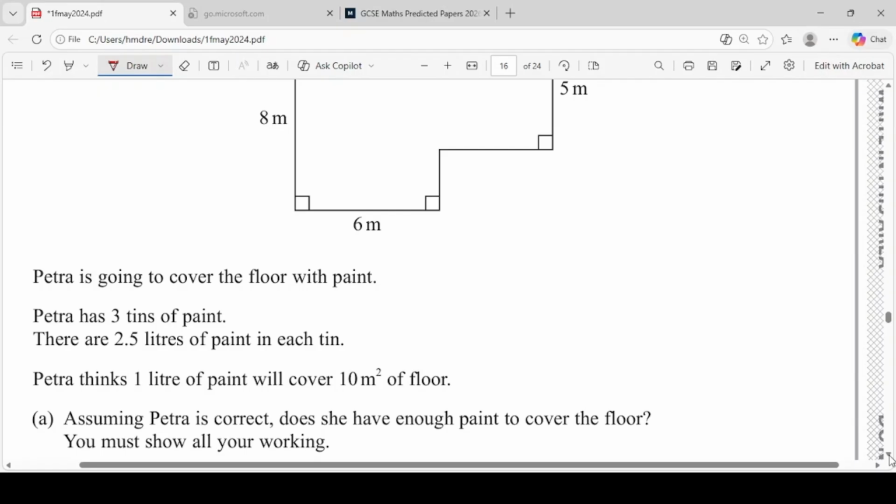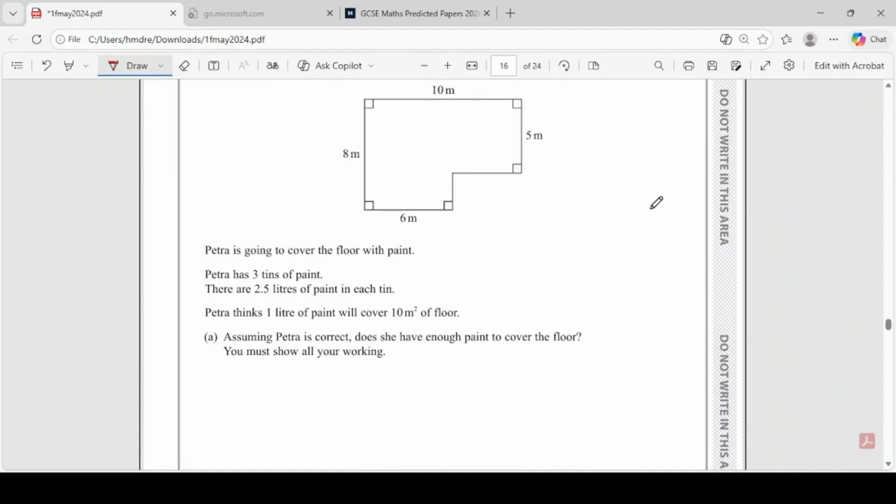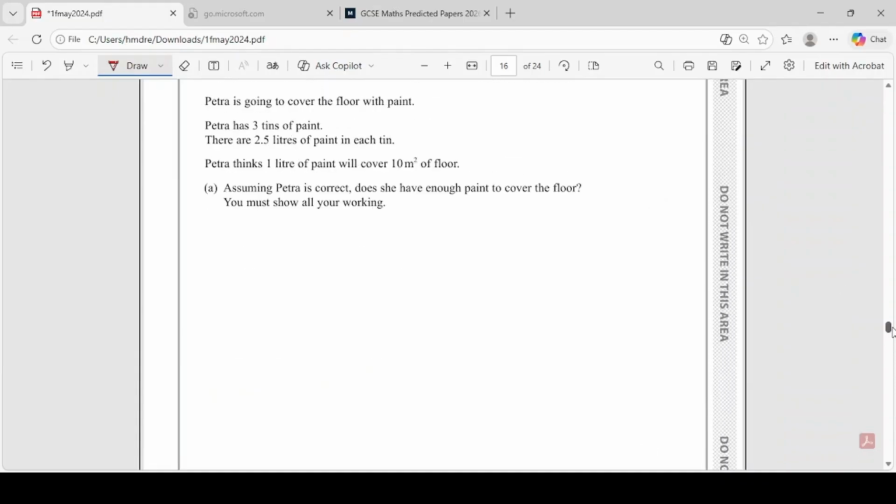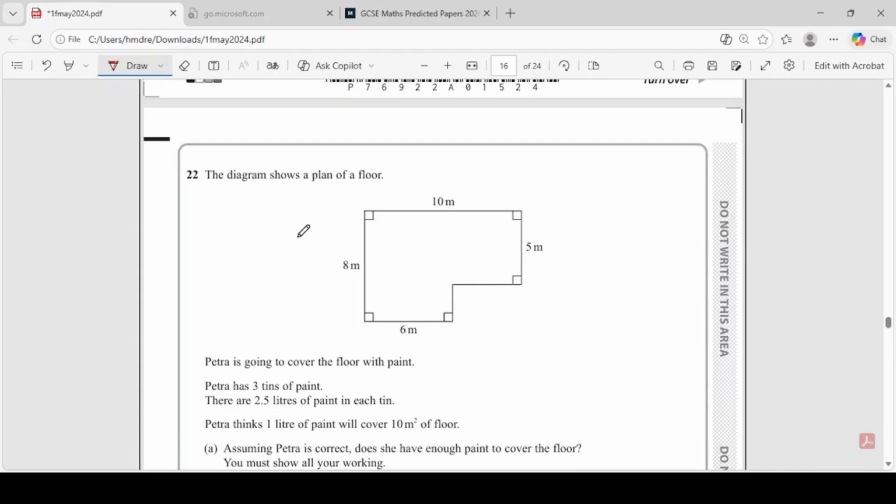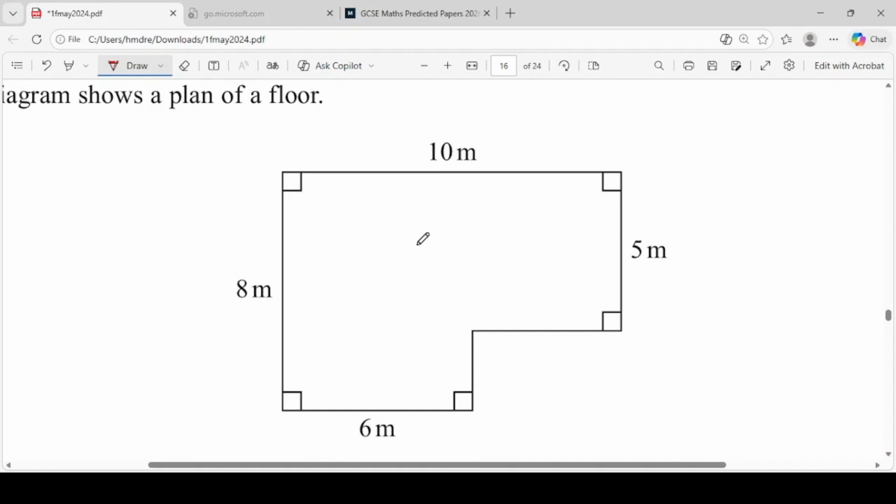Okay, so this is one of those scary ones because there's a lot going on here. And you can see in the marks it is 4 marks. As soon as you get a question like this, you know we're looking at probably area or perimeter. Let's quickly work out what these missing sides are here, so we have all our information on hand.